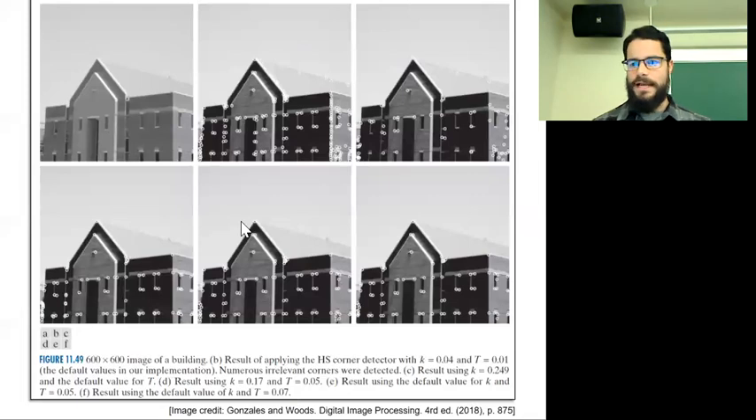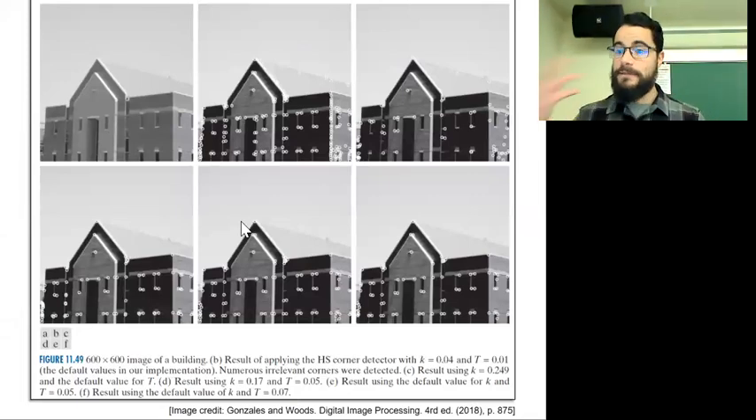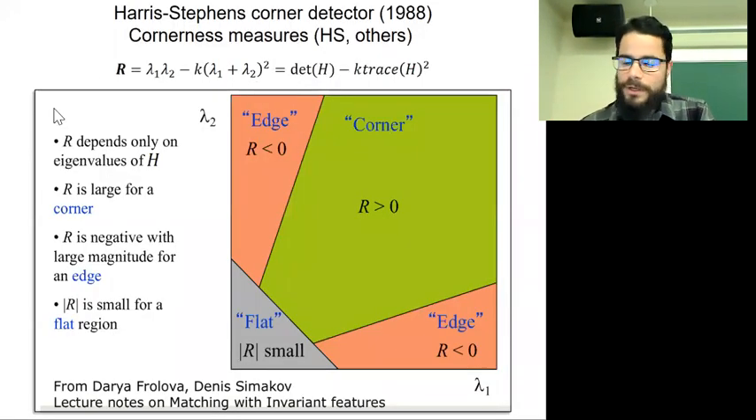So this image shows exactly the same thing. They're just playing around with the values of K and T. And it's interesting to see that if you change the sensitivity plus the threshold, the behavior of the detector is going to be completely different. We already discussed the fact that just by looking at the value of R, we can determine if this is an edge, if this is a corner, or if this is a flat region.